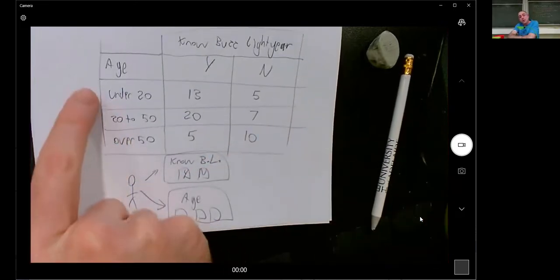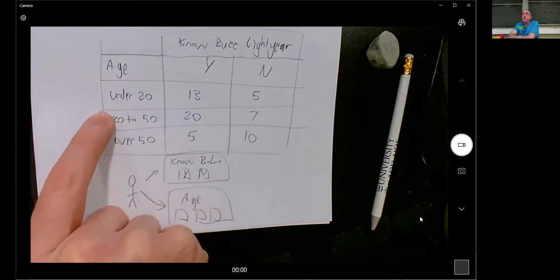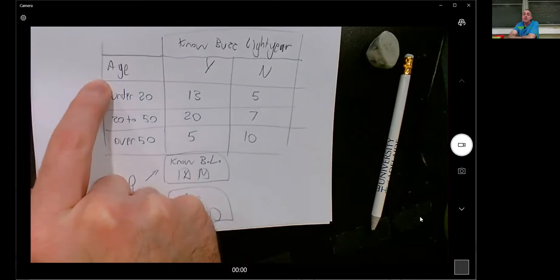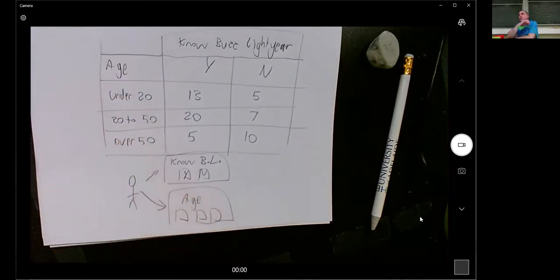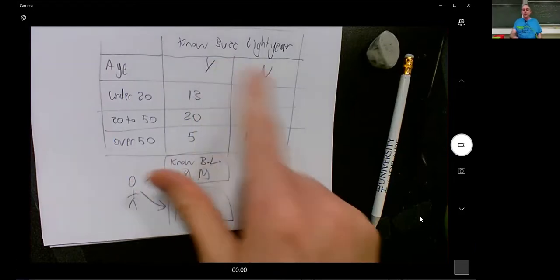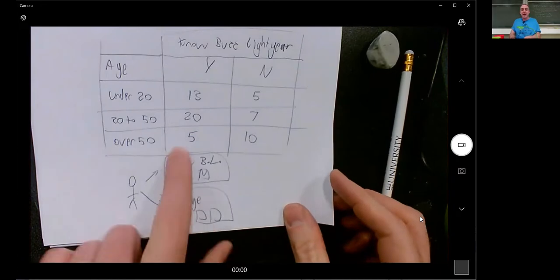Now, this is technically an ordinal variable. Definitely, any person that says 20 to 50 is older than any person who says under 20. And almost all ordinal categorical variables were created as categories from a numerical variable like this. Technically, the yes/no variable is ordinal too, because yes is more than no, but it doesn't really matter because there are only two options. So I'm interested in how these are related.